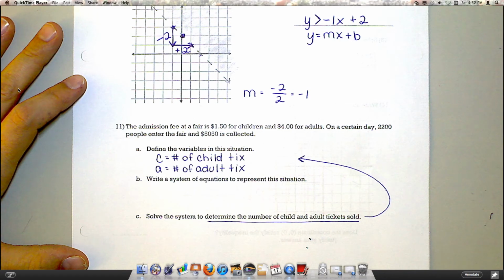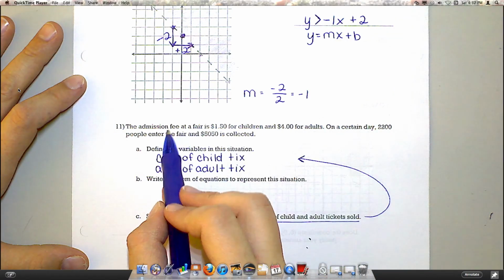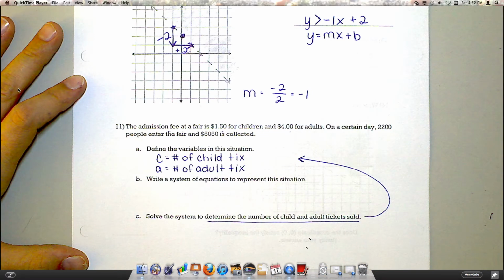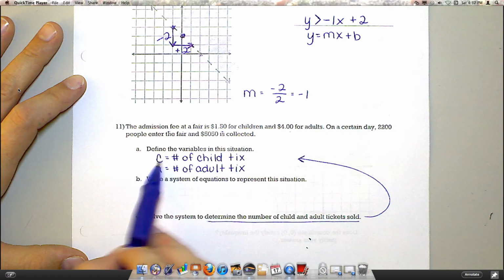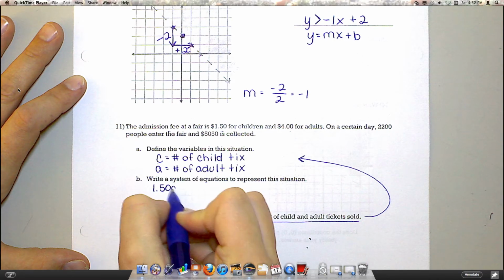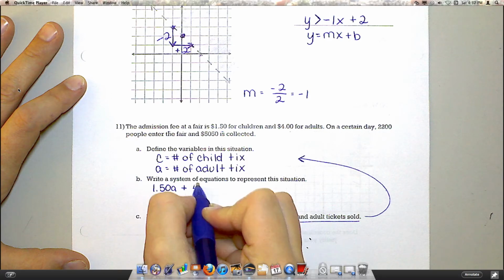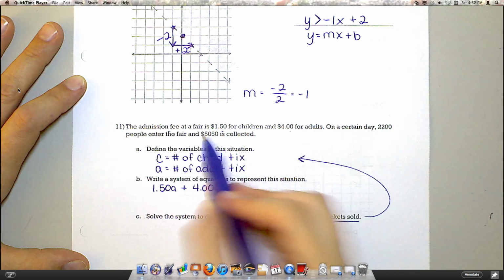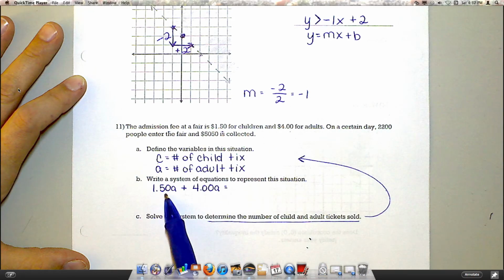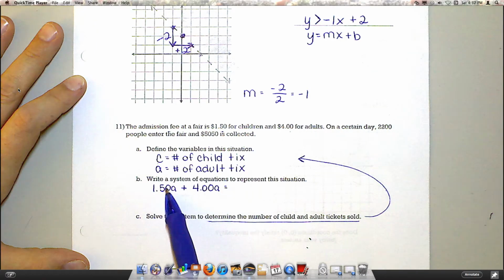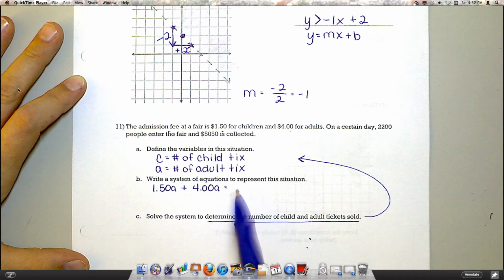Now to write my system, let's start with the very first chunk of information. Children's tickets cost $1.50 and adult tickets cost $4. So I would take my number of children tickets and multiply by $1.50. My number of adult tickets and multiply by 4. And then I have to think about which one of these numbers I want to set this equal to. This is cost, or money. This is cost, or money. So I want to make sure if I'm adding money and money, it equals money, which would be my 5,050.